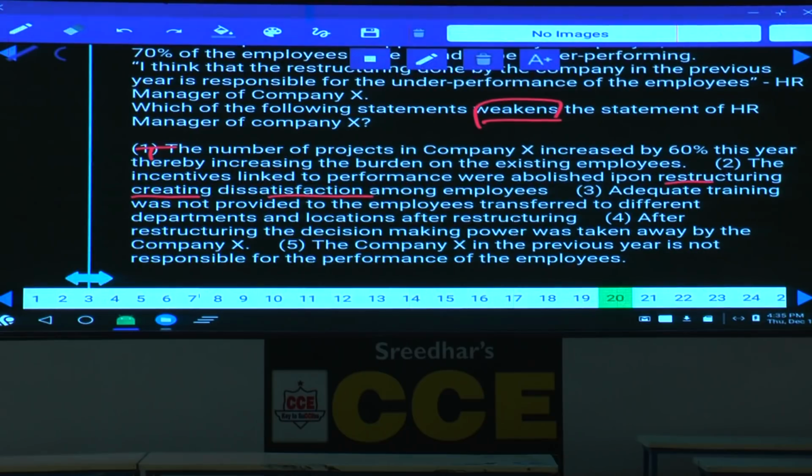Clear now? And this is the reason. What is the reason here? This is not because of restructuring. This is because training was not imparted properly to these persons. It is because of lack of training. They are not performing, but it is not because of restructuring. Hence, choice 3 is the answer.